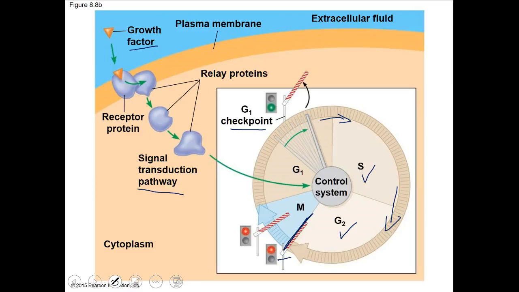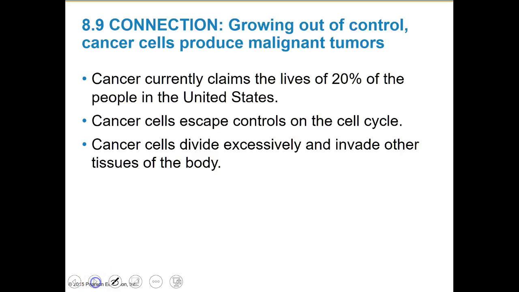But there are a lot of steps along the way because we don't want this to get messed up. The thing is, if a cell gets messed up, not that big of a deal. We just kind of destroy the cell and get a new one. It happens all the time. It's called apoptosis.